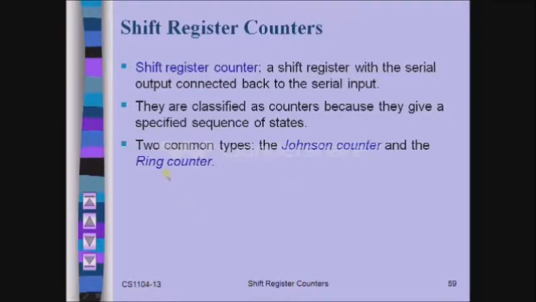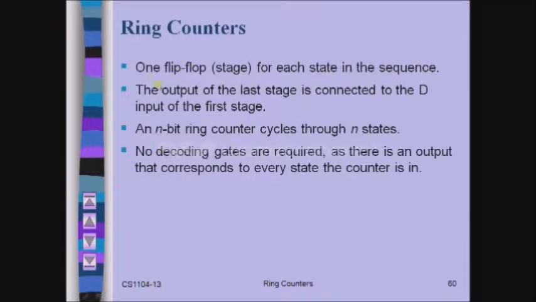So initially we'll see what this ring counter is. In a ring counter, there is one flip-flop for each state in the sequence. The output of the last stage is connected to the D input of the first stage. So here we have to connect the output of the last stage to the D input of the first stage, and an n-bit ring counter cycles through n states. So if you are taking a 4-bit ring counter, then the output states that we are going to get are 4 states. No decoding gates are required, as there is an output that corresponds to every state the counter is in. Now let us see the design of this ring counter.